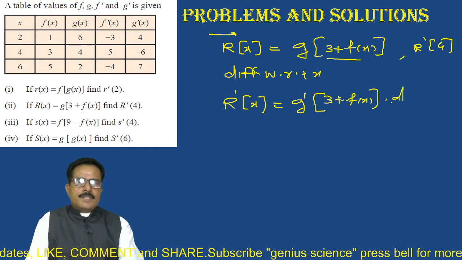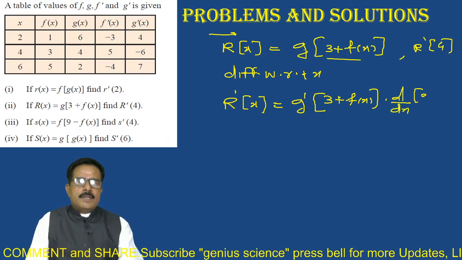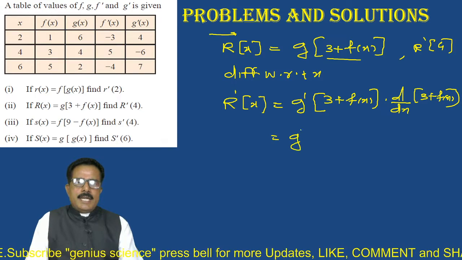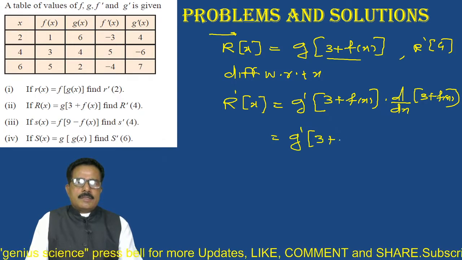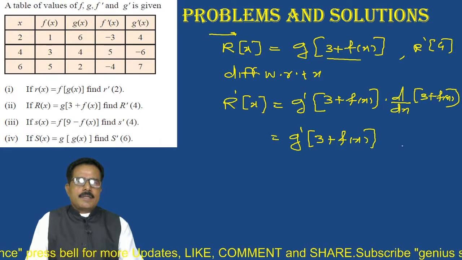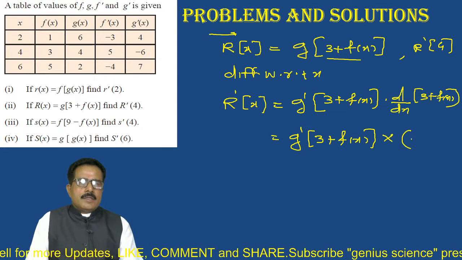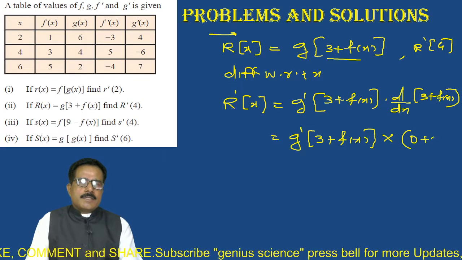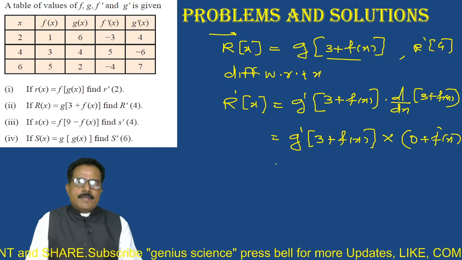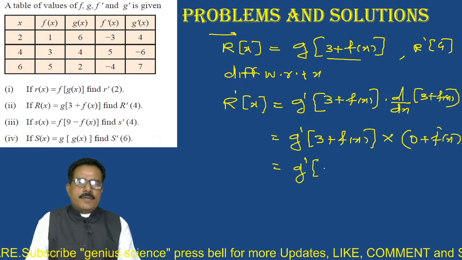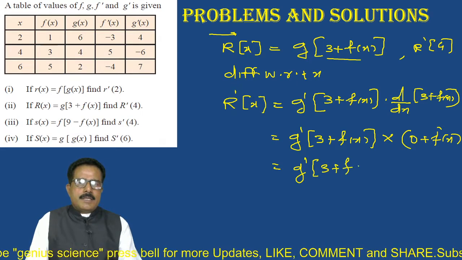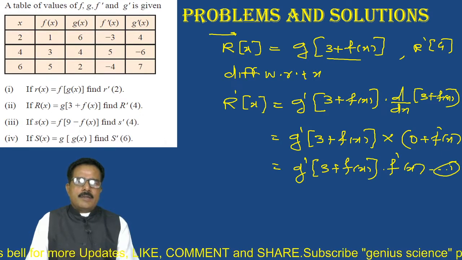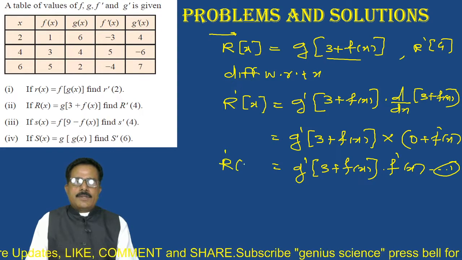Again we have to differentiate the bracket, d by dx of 3 plus f of x, that is g dash of 3 plus f of x into the derivative of 3, which is a constant term, 0, plus f dash of x. So the final answer is g dash of 3 plus f of x into f dash of x. Suppose this is equation number 1, capital R dash of x.